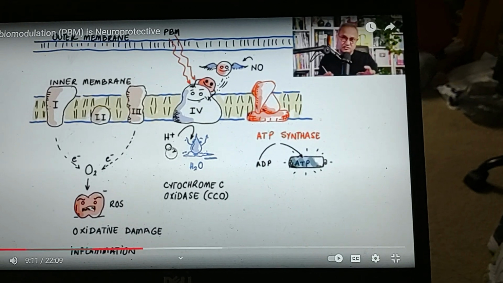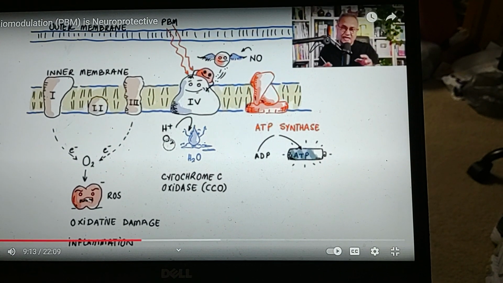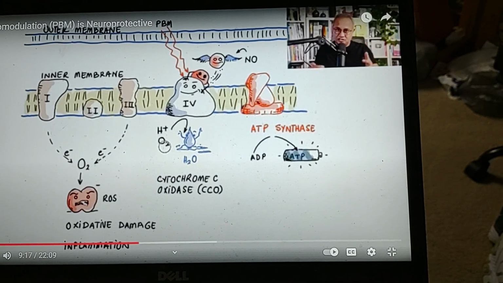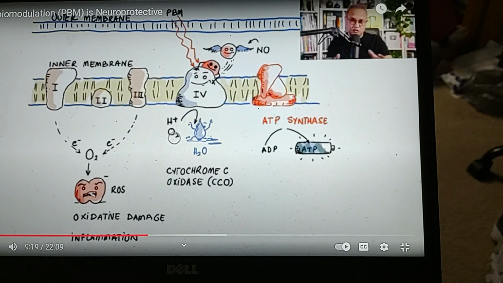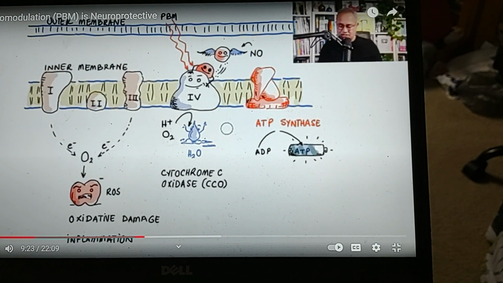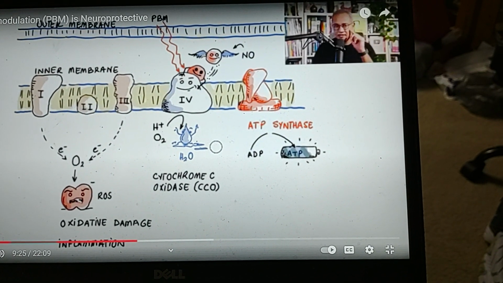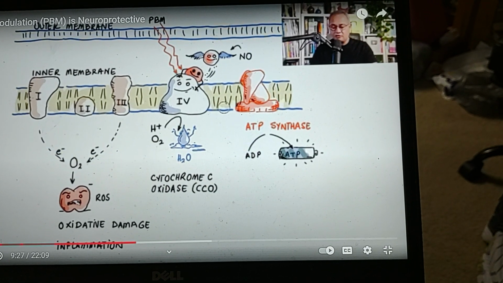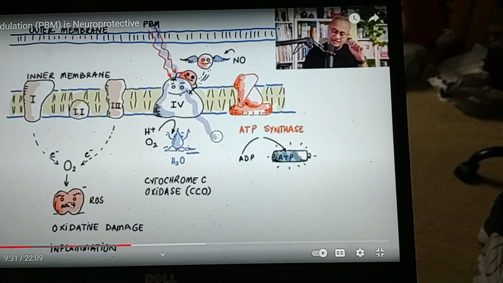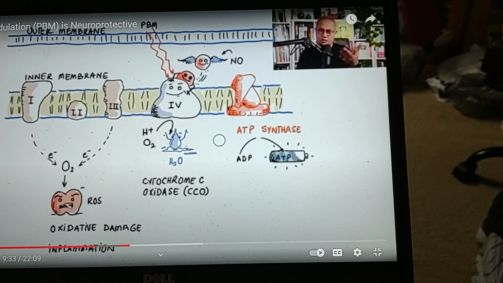Little monsters, the reactive oxygen species, attack our own cell and attack lipids in there and attack other proteins in there and start denaturing them and destroying them, and the cell can actually end up dying. That is why antioxidants are important. So back here, in this system, how does photobiomodulation help? So imagine we are targeting light at neuronal tissue.